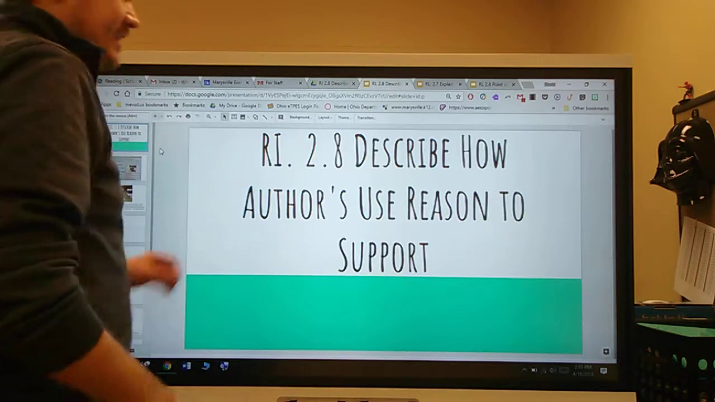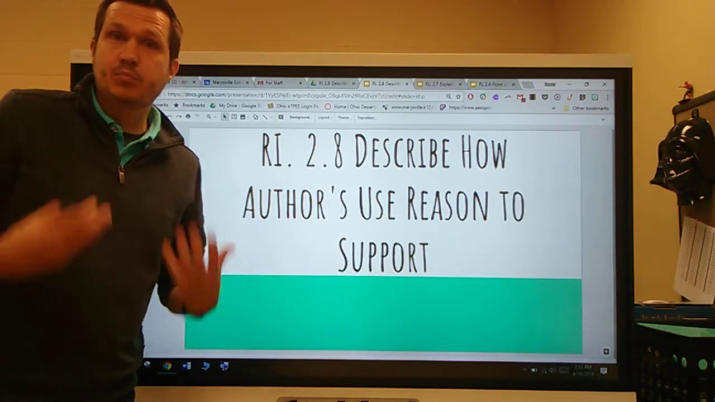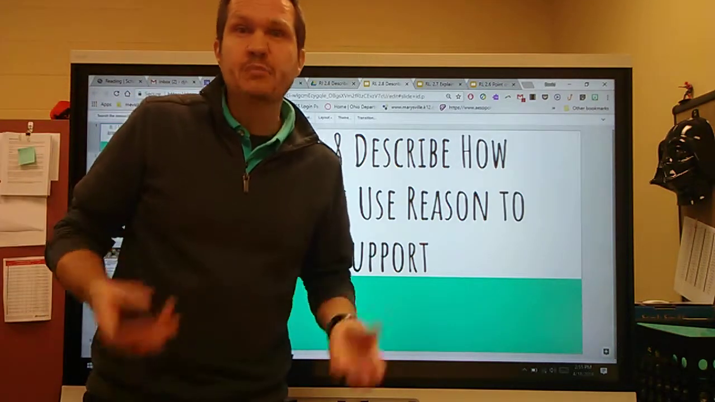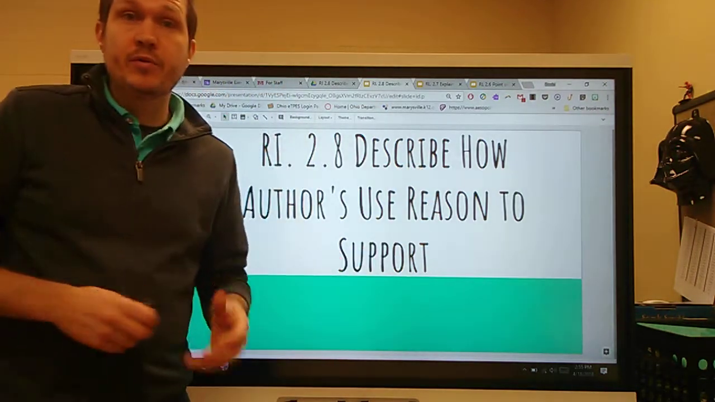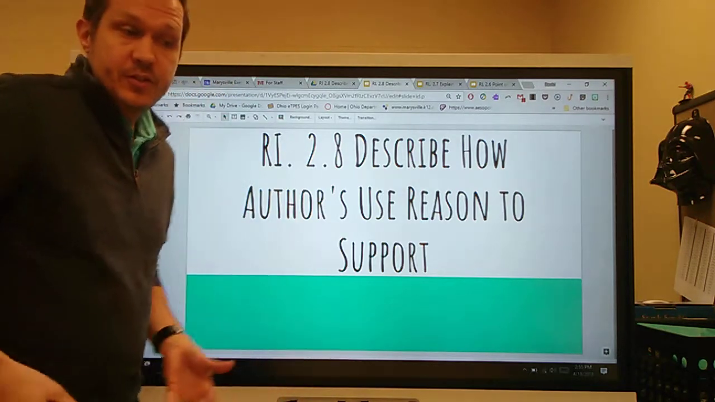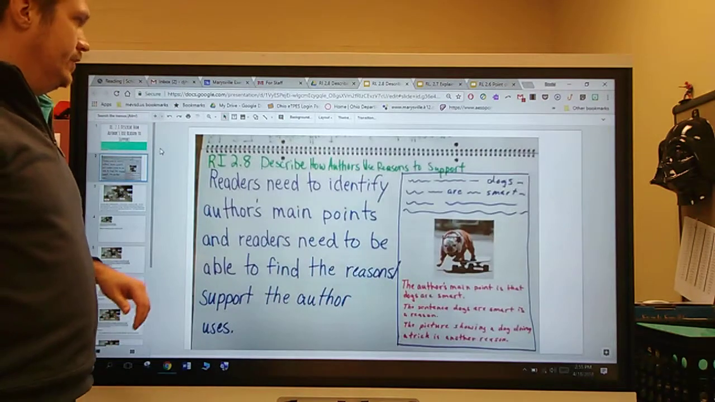Okay, today I want to talk to you about how authors use reasons to support their answers or to support their main thoughts or key points that they're trying to teach you inside of a writing, okay? So today we're going to focus on finding those reasons that authors are using to support their main points. Let's take a look at that.